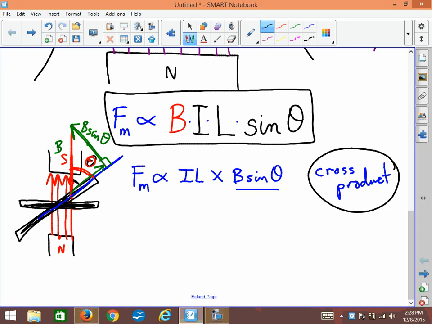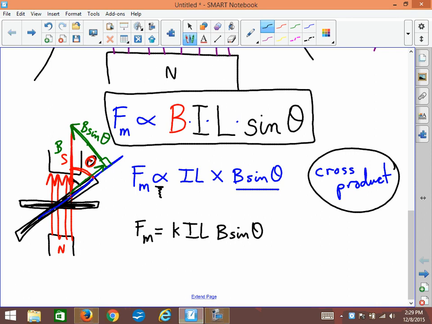Now, we're not quite done because we have this proportional thing here. Well, what does that mean? In order to make a proportion into something real, you have to make it into an equals. You have to add a little constant. So let's put k there for constant: k I L, and then B sine theta here.